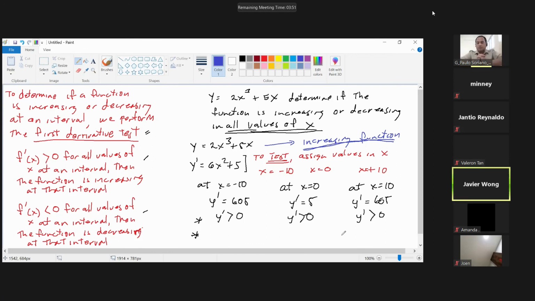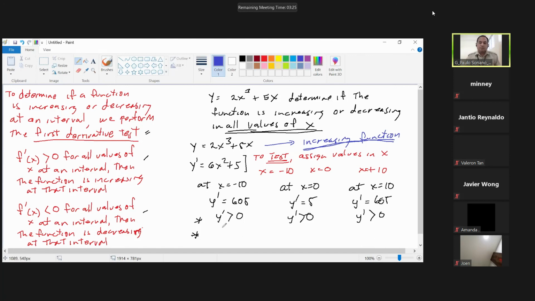So we will be having more examples on this. Yes, Javier, any questions? So even only one negative, it's all a decreasing function? No, no. If all positive like this, it is an increasing function. If all negative in your test, that means it is a decreasing function.